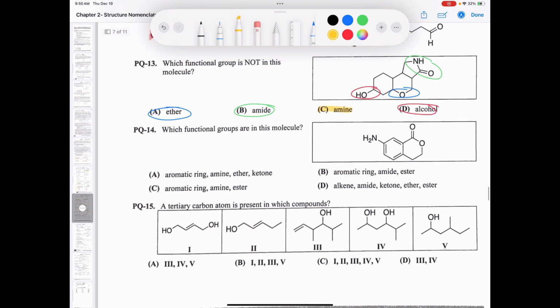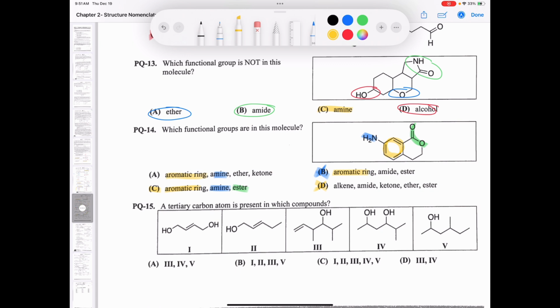Number 14, which functional groups are in this compound? And you can see from the answers that they consider an aromatic ring a functional group. So we have aromatic, okay? We have an aromatic ring. And so that's a possibility here. It's not in D, so we can cross that one off. What else? You can see that we have an amine. We have an amine here, so we can cross B off the list. And the last one is we have an ester. So there's an ester here, and so C is the answer there.